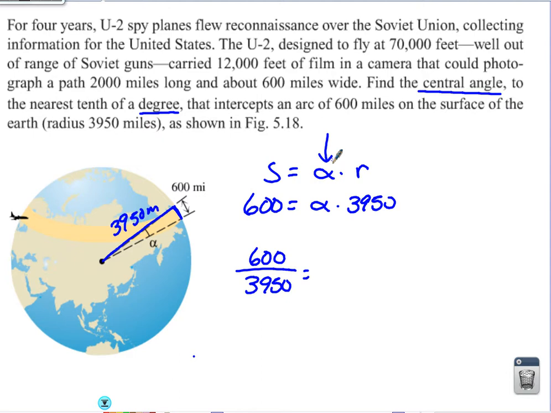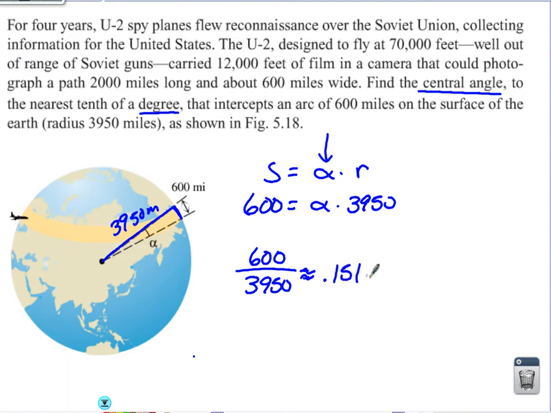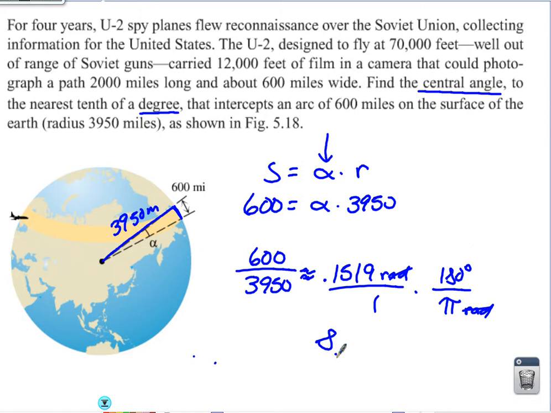So we're going to take our radian measure, which again is about 0.1519 radians, and we want that in degrees. So we multiply by what over what? Good. 180 over pi. So that my radians will cancel. So pretty much take your calculator, multiply your answer times 180, enter, divide that by pi, enter, and you get about 8.7 degrees. Very small angle.